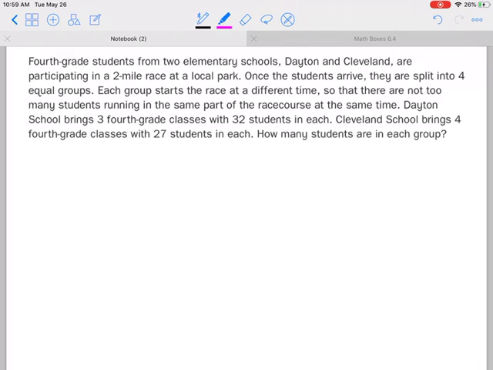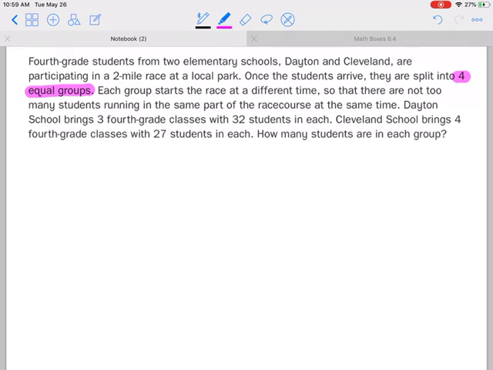I'm going to stop there and highlight this, because it's important to know that they're in 4 equal groups, both schools together. Each group starts the race at different times, so there are not too many students running in the same part of the race course at the same time. I like to call that fluff information. They give you an extra sentence of description, but it doesn't mean anything in terms of the mathematical computation that you need to do. We call that a fluff statement.